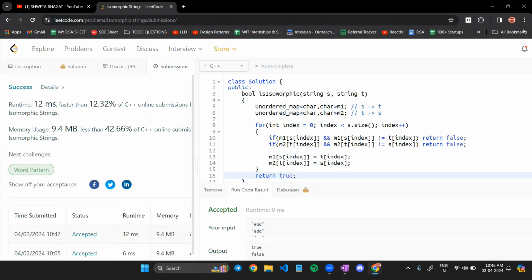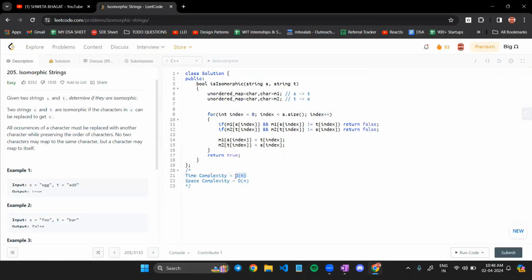Talking about the time complexity and space complexity: if we consider n as the size of string S or of string T, then the total time complexity would be order of n. Why? Because we are completely iterating over the characters present in S and T, and both S and T contain only n characters. So we are iterating over n characters. Therefore, the time complexity is order of n.